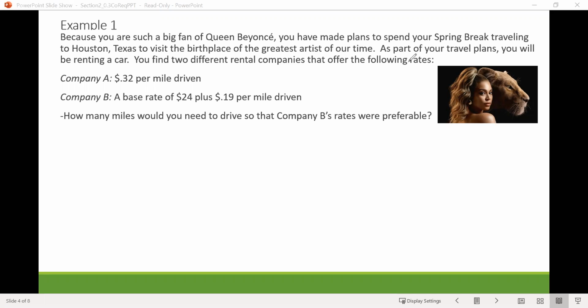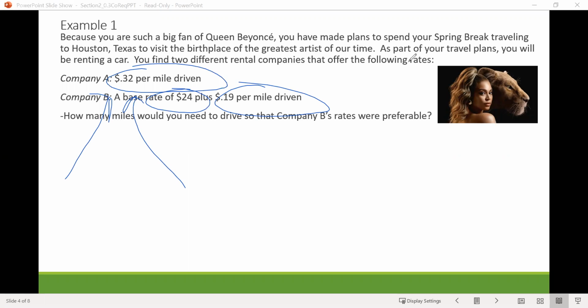Now, first of all, let's think about if this question makes any sense at all, right? Because notice company A is only going to charge you 32 cents per mile, and that's it. Company B is going to charge you $24 as a base rate and then 19 cents per mile driven. So hopefully you see that initially Company A is a much better value, right? Because you're only paying 32 cents a mile and that's it. Whereas, Company B's got that extra $24 fee.